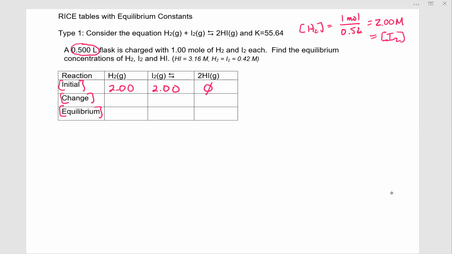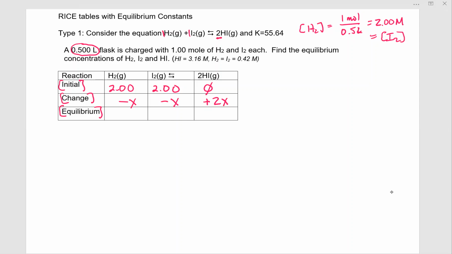So we start with 2.00 of each of the pure elements, and we have no HI initially. We know we're going to start making some HI because this is an equilibrium, which means we're going to add 2x. How do I know it's 2x? Because there's a 2 here. I'm going to lose minus x, and I'm going to lose minus x. How do I know it's minus 1x? Because there is an implied 1 in front of the hydrogen and the iodine.